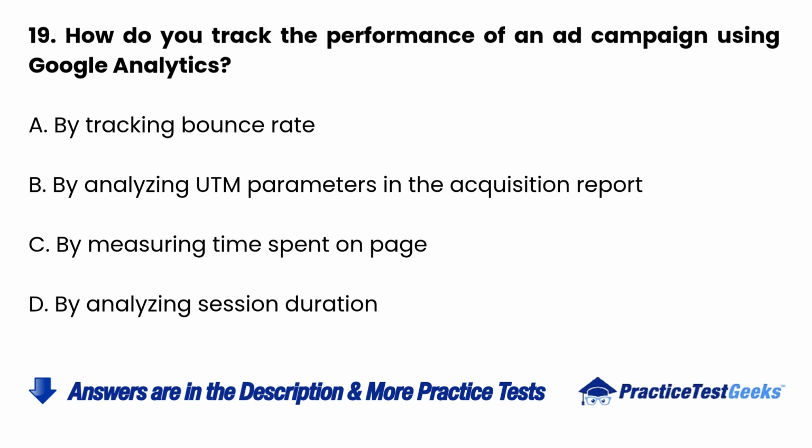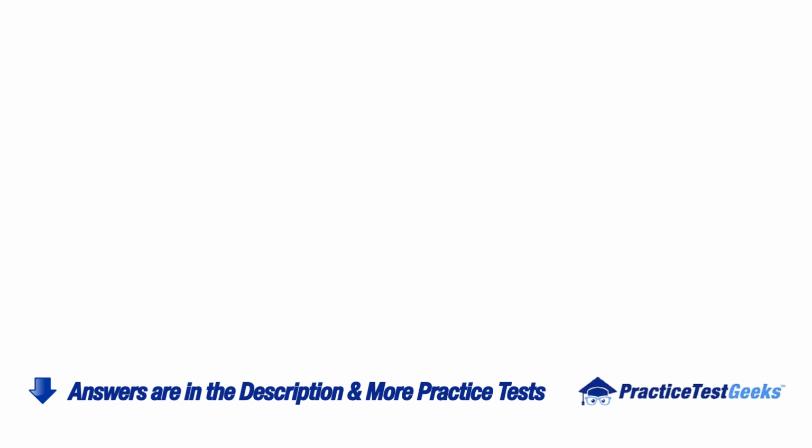19. How do you track the performance of an ad campaign using Google Analytics? A. By tracking bounce rate. B. By analyzing UTM parameters in the acquisition report. C. By measuring time spent on page. D. By analyzing session duration.